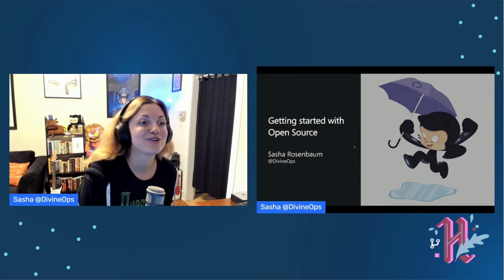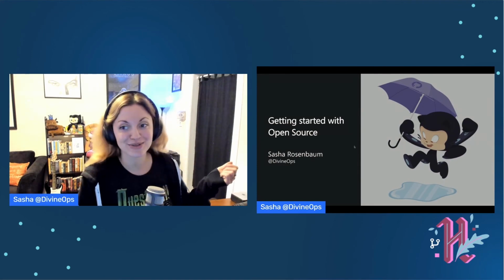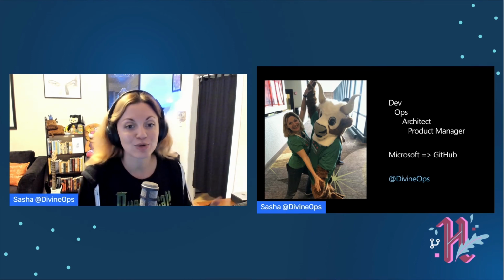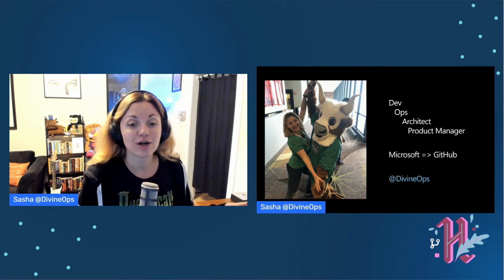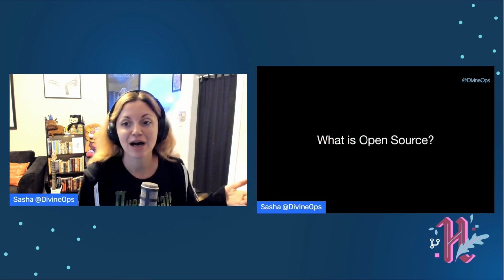So let's get started. This presentation today is how to get started with open source. Nick introduced me already, but I am Sasha Rosenbaum. I started my career as a developer. I worked in ops as well a little bit. I was an architect for Microsoft for a number of years, and right now I'm a product manager for GitHub. You can find me on GitHub and on Twitter as DivineOps. Please feel free, if you have any questions, to submit them on Twitter.